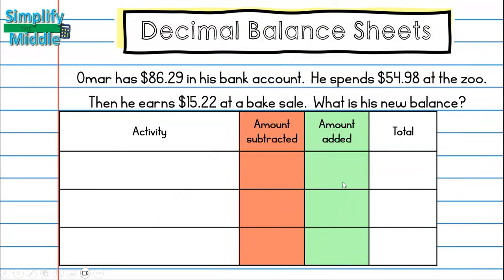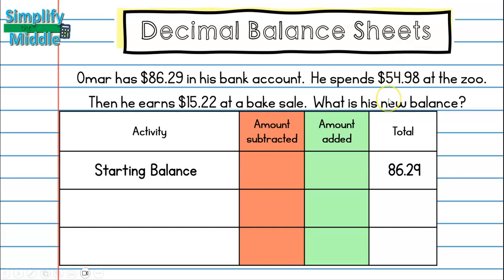Let's try another example. Next we have Omar. Omar has $86.29 in his bank account. He spends $54.98 at the zoo. Then he earns $15.22 at a bake sale. What is his new balance? So first I'll start with Omar's original balance, which was $86.29. Remember, I don't have the dollar sign because this is money. And I know that it's money because this is a decimal balance sheet.